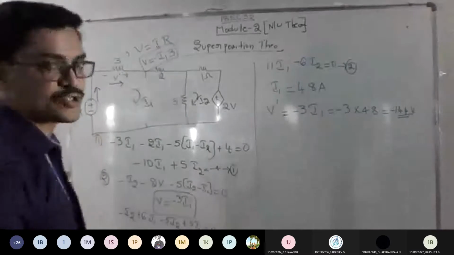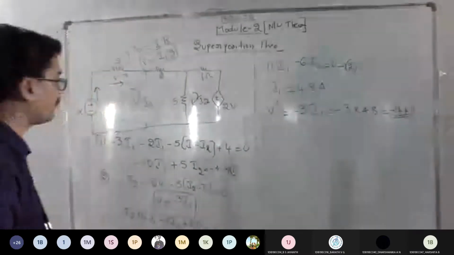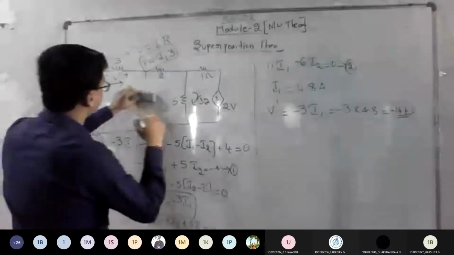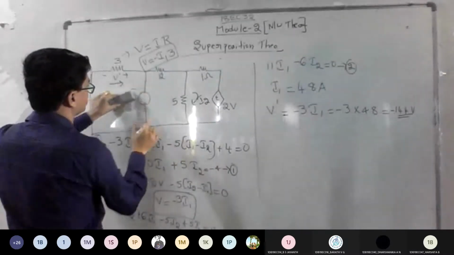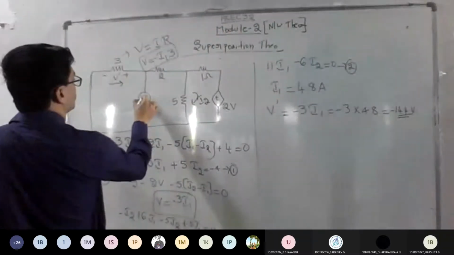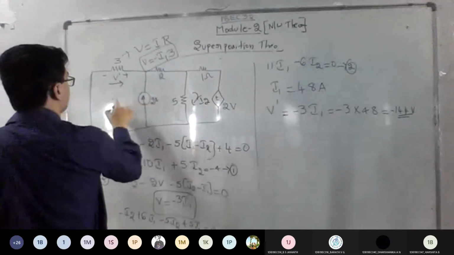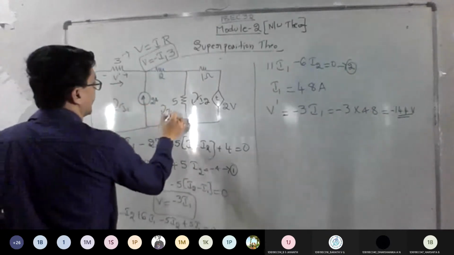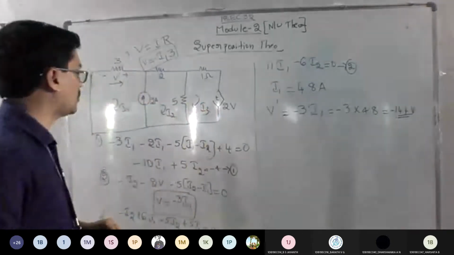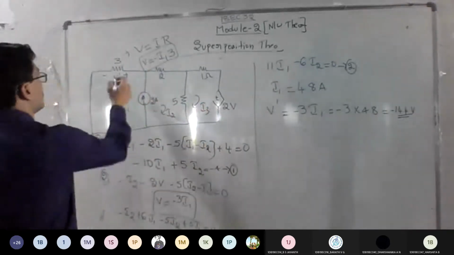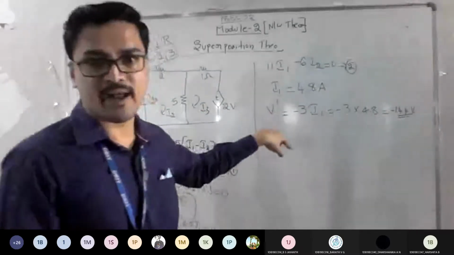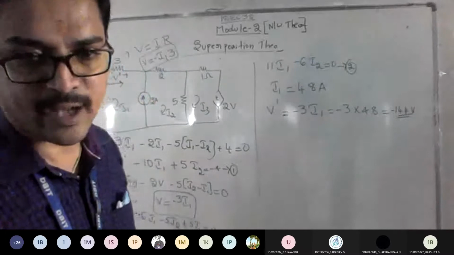So we'll proceed to case 2. What is case 2? I need to deactivate my 4 volt source, so I'll remove this and short it. And what is the current source here? How much was it? 2 amperes, sir. So now we'll get 3 meshes: I1, I2 and I3. Out of which I want only I1, because I need to find V double dash. Keep writing V dash, V double dash depending upon the cases. At the end, you should add everything.